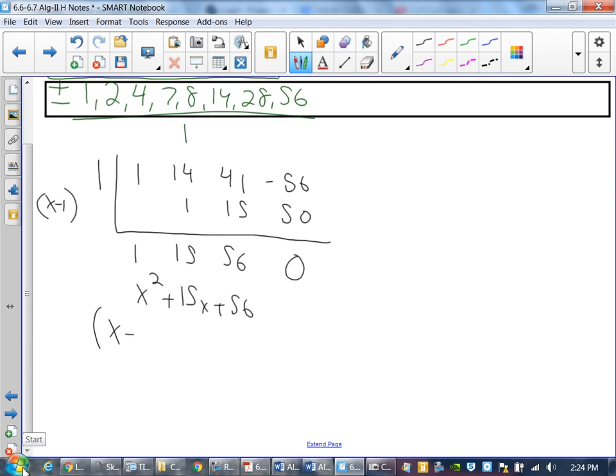So you have x minus 1, x plus 7, x plus 8. Oh, sorry. Thank you. And also it's 56, not 50. The pen probably cut off on that one. Okay? Which gives me zeros then at 1, negative 7, negative 8.